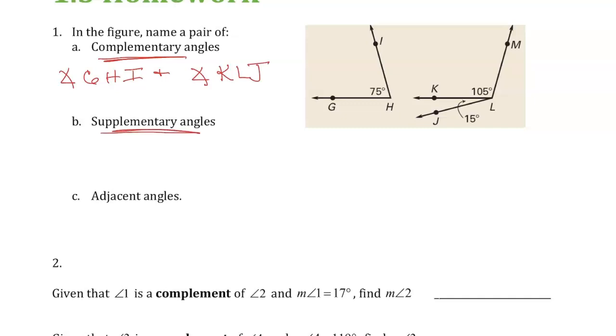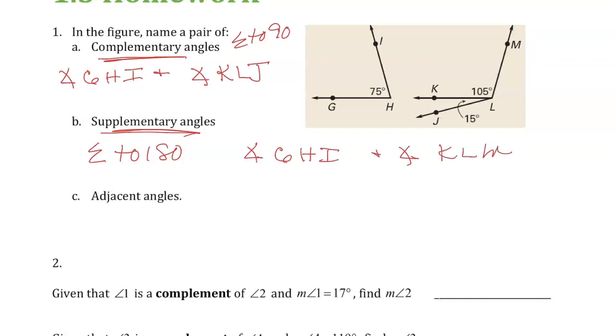So now find the supplementary angles. You can stop the tape and then find them and then check your work. Okay, I know they have to sum to 180, just like complementary summed to 90. So summing to 180, I have angle GHI and angle KLM.